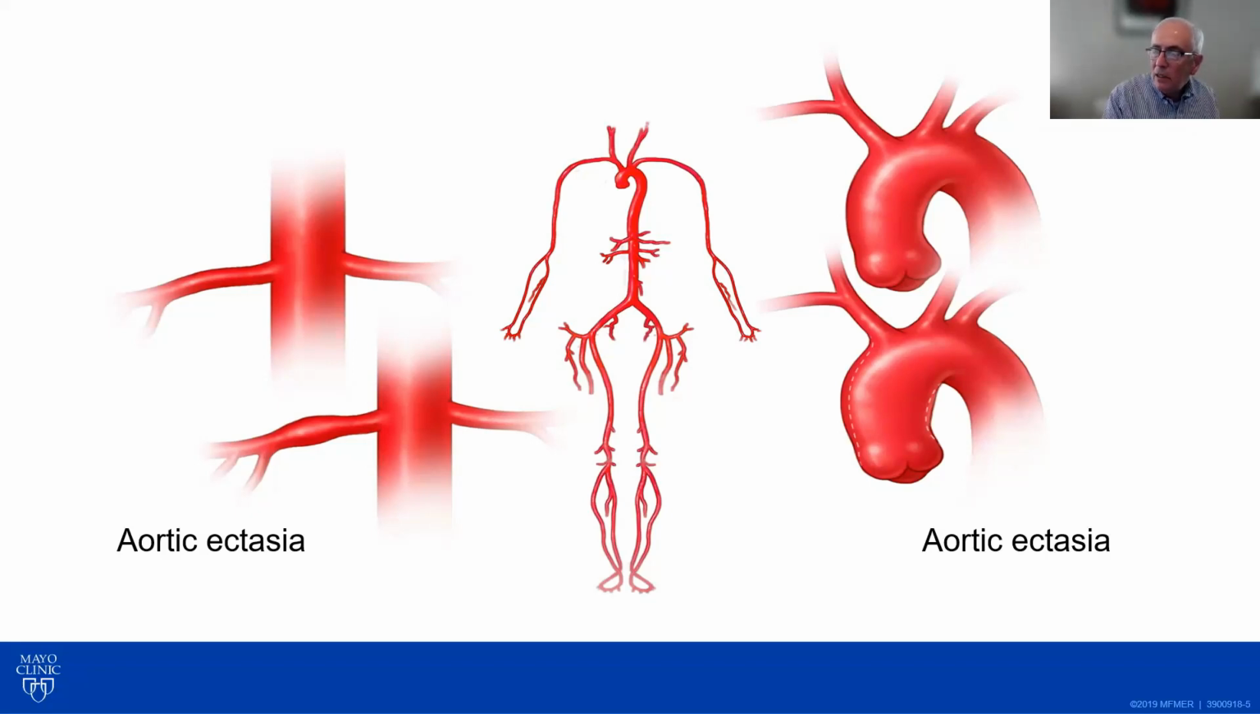And then on the right, you can see the ascending aorta is slightly enlarged in the bottom diagram compared to the upper, which is the normal one. So this would be an example of aortic ectasia affecting the ascending aorta.